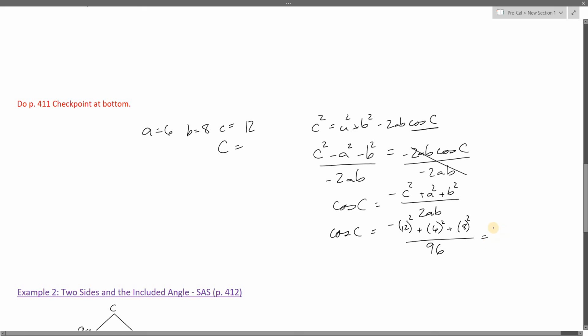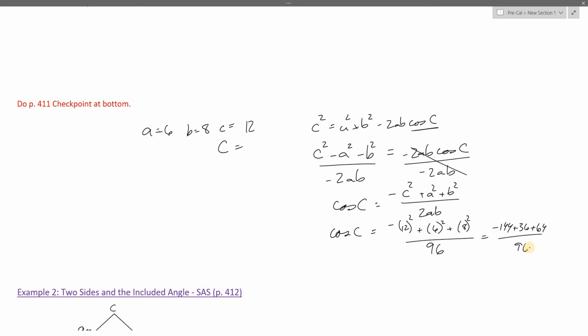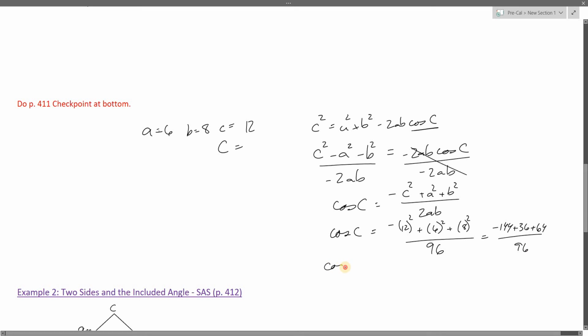So on the top, we're going to have negative 144. Notice the negative sign's outside of the square, plus 36 plus 64 all over 96. So take a second, calculate it, figure out what's going on. So we take 36 plus 64. That'll give me 100 minus 144. Gives me negative 44, so cosine C so far is equal to negative 44 over 96. When I do that, I will get the decimal negative 0.45, and then there's going to be 8 and then 3 repeating, so I'll just go ahead and draw that there.